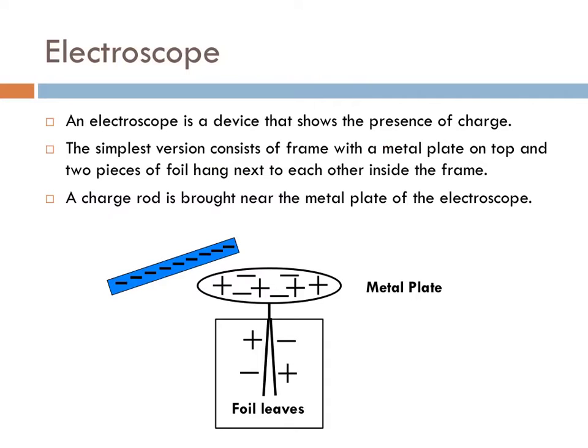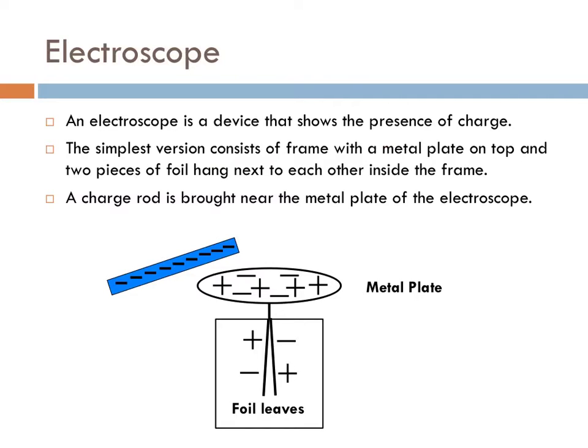This is an important situation dealing with an electroscope, which is a device that shows the presence of charge. The simplest version consists of a frame with a metal plate on top and two pieces of foil hang next to each other inside the frame. A charged rod is brought near the metal plate of the electroscope.